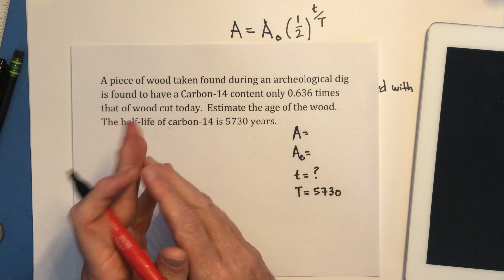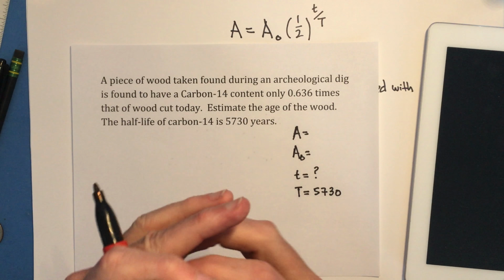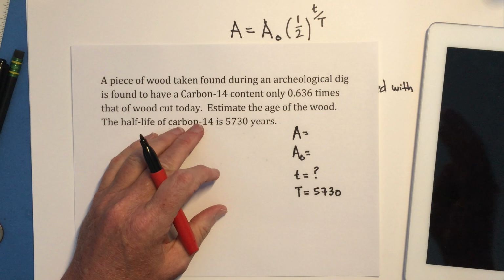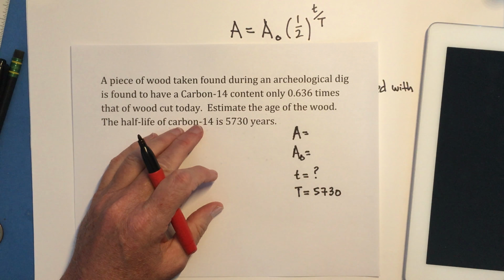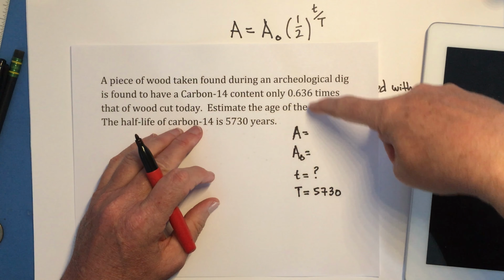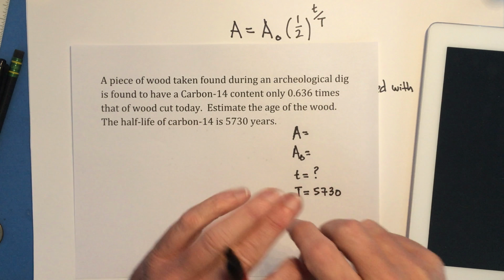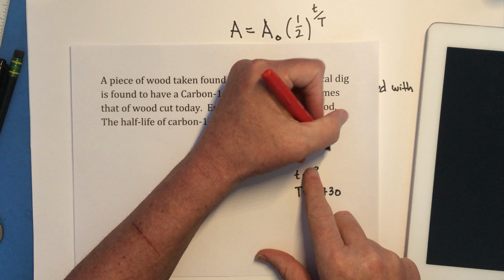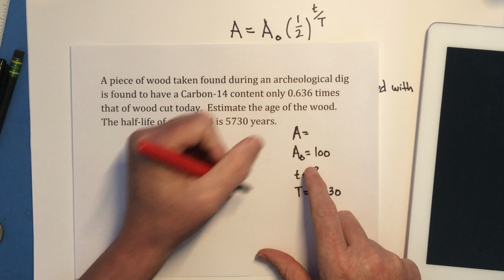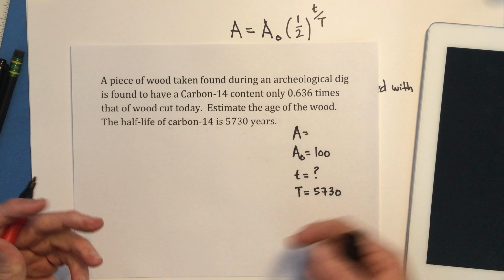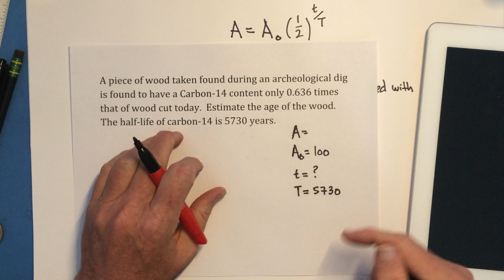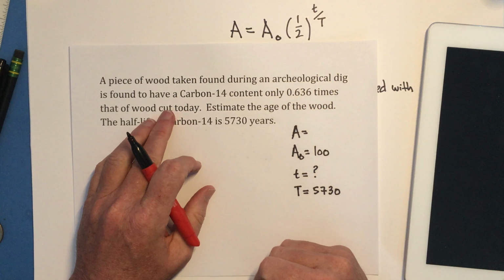amount found today. And if the amount found in a fresh piece of wood is our standard for what this wood used to have when it was alive, then we can make a guess on how much we must have started with. And you can pick any number you want here. I'm going to use 100. That's the typical thing. If you have a percentage of something, which that is, just choose 100. That means I have 63.6.